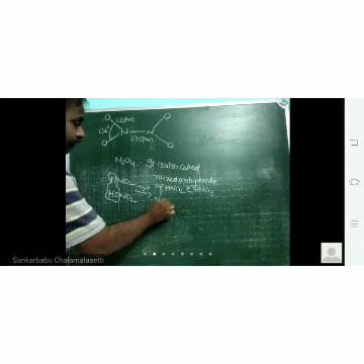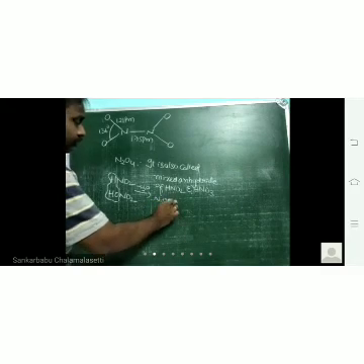If you take HNO2 and HNO3, we can write them like this. From this you remove a water molecule, then you will get N2O4 plus H2O. So from nitrous acid and nitric acid, if you remove one water molecule, then you will get N2O4.